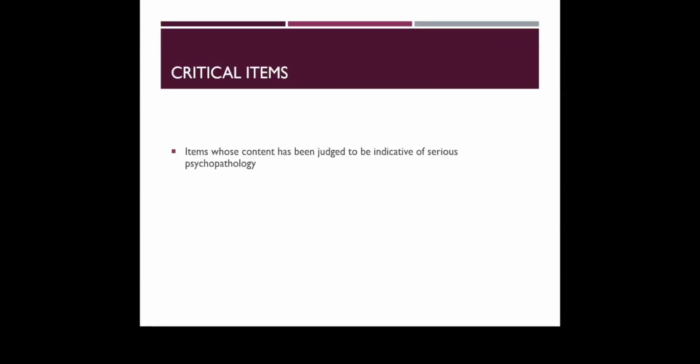With regard to critical items, the manual also reminds you to pay attention to those. Again, these are items whose content's been judged to be indicative of serious psychopathology. The critical items show up on critical scales, which are identified. But the nice thing about a computerized interpretation too is that it will just go ahead and give you a separate sheet that shows all the critical items that were endorsed.